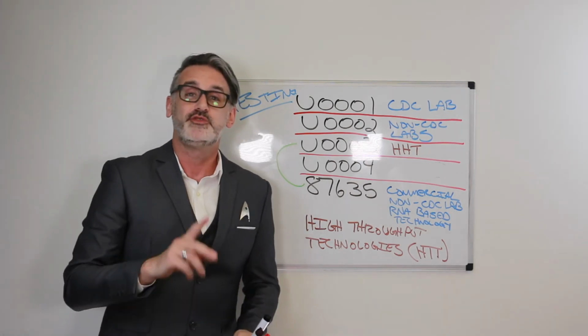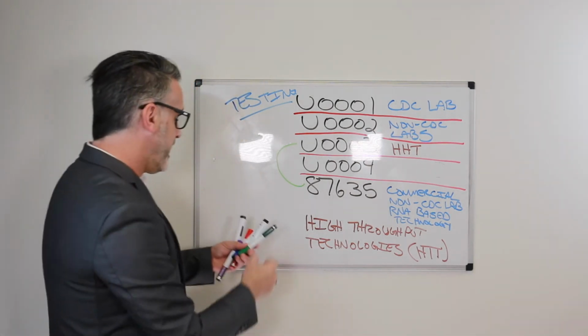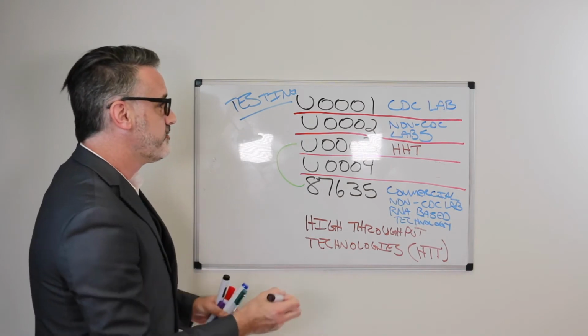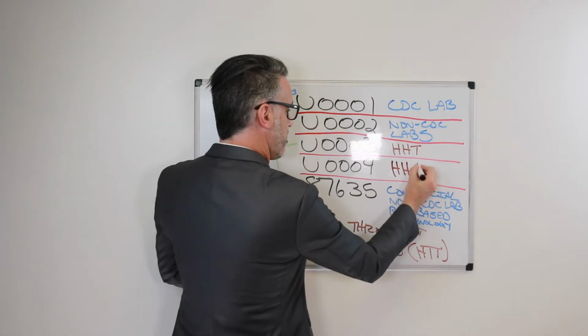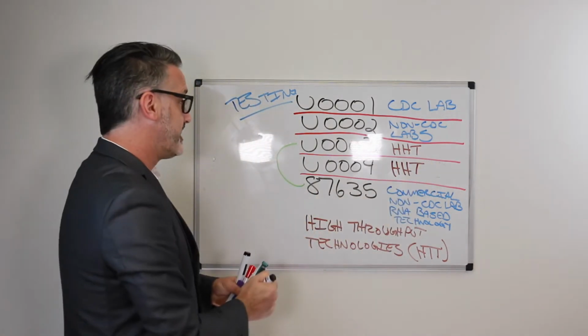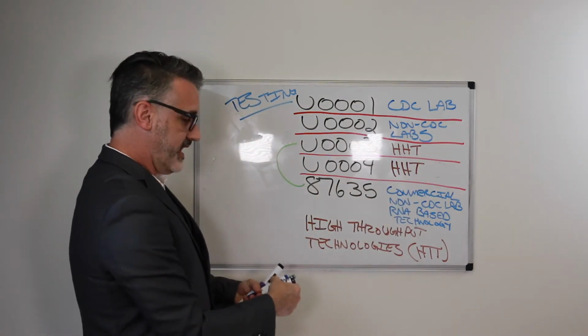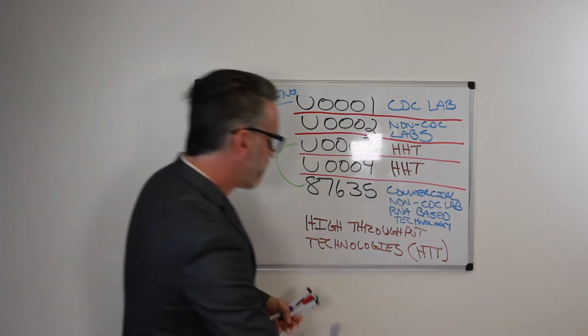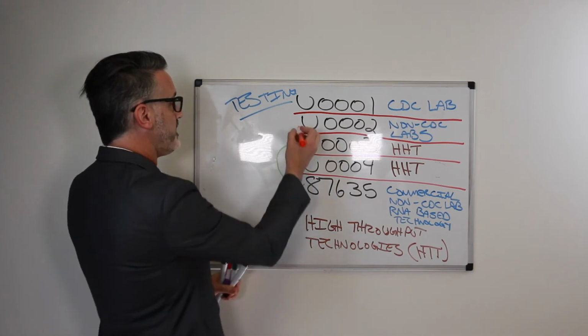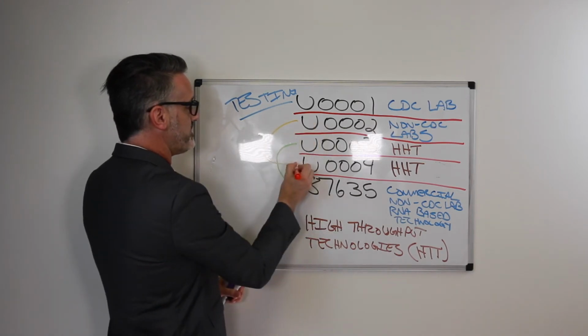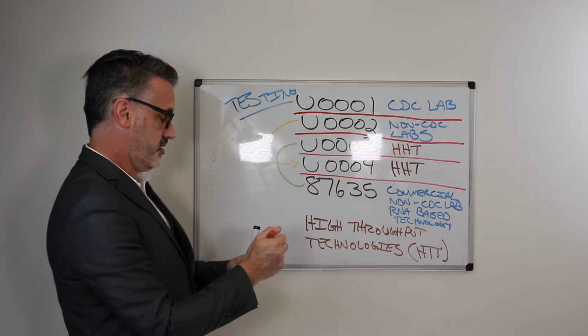They also created U0004. That is also a high throughput technologies type of procedure, but that is linked to the U0002, which would be changed to a U0004.